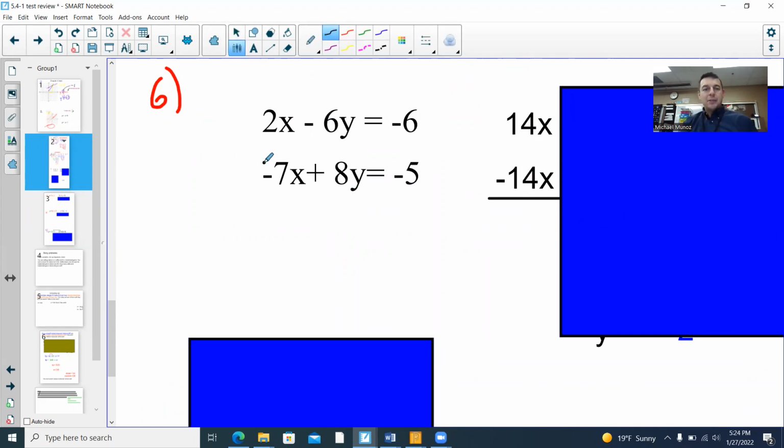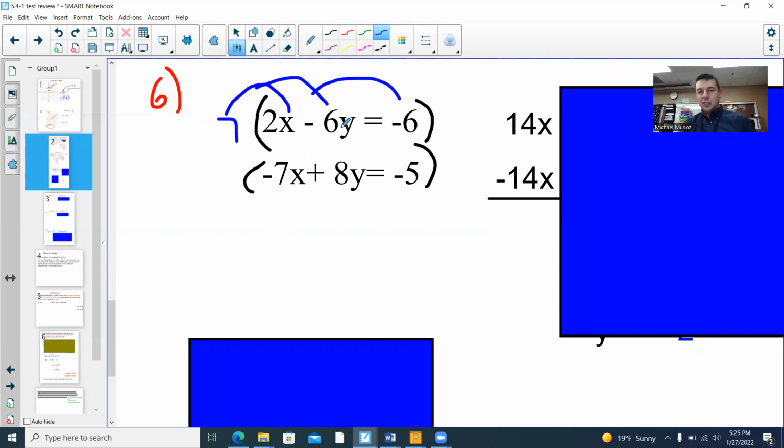So then I'll just ask myself, I got to multiply these by something to make that happen. The top one, 2 times what equals 14? 2 times 7 equals 14. So I'm going to do that there. 7 times 2 is my 14x, and then I got to do it to these other three. So 7 times a -6 would be a -42, and -42y, and then again 7 times a -6 would be a -42.